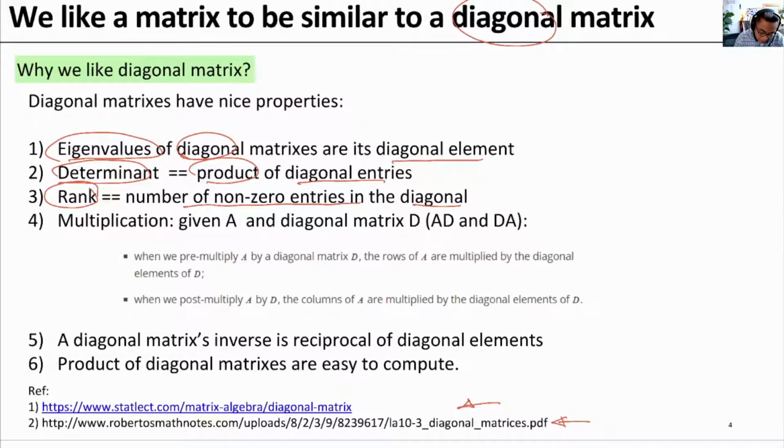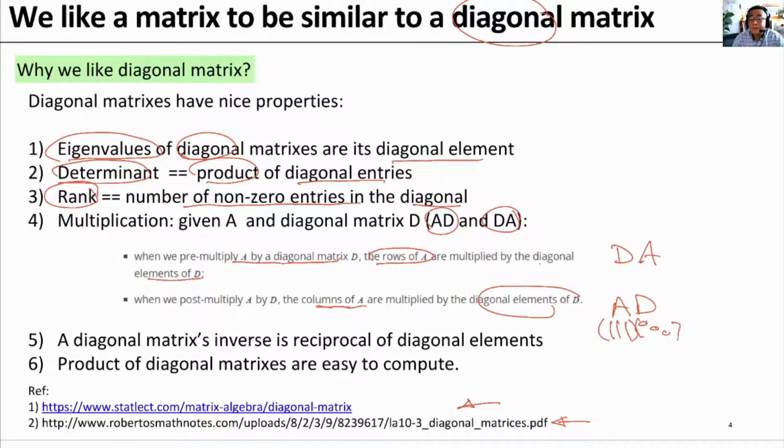Additionally, the matrix multiplication of A times D and D times A. Here, A is any matrix, not the A we were talking about just now. When we pre-multiply A by a diagonal matrix D, that means D times A, then we are multiplying the rows of A with the elements of D. Post-multiply means A times D. This will be useful. The columns of A are multiplied with the diagonal elements of D. So you'll see that later on.